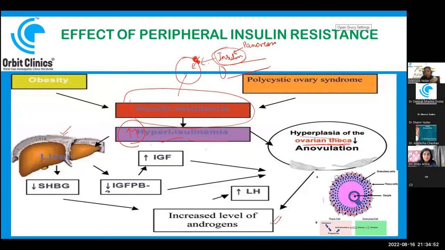What does it do? This excessive insulin will cause decreased sex hormone binding globulin. What is sex hormone binding globulin?